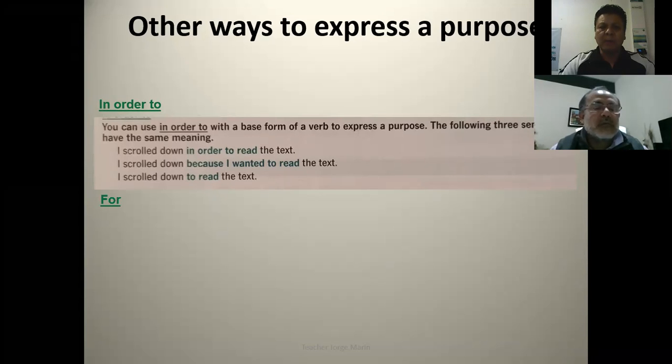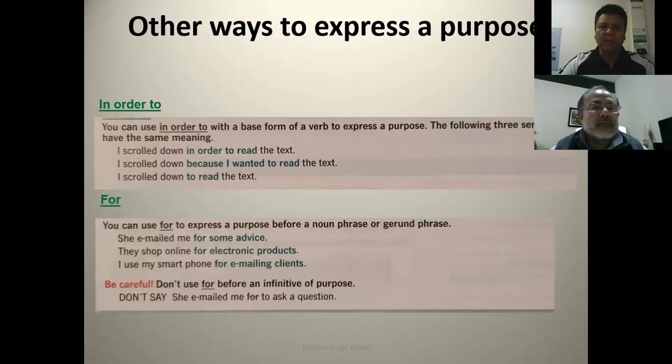Then, Diana, can you read for? We can use for. You can use for to express a purpose before a noun, phrase, or gerund phrase. Okay, look, we have different ways to express a purpose, not only with the infinitive. We can use for or in order to.